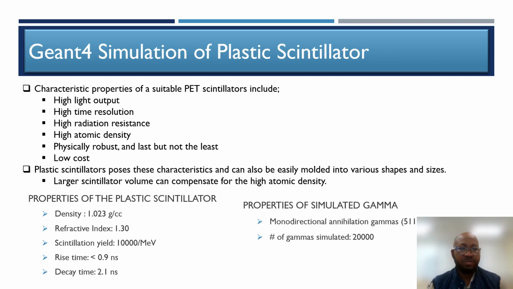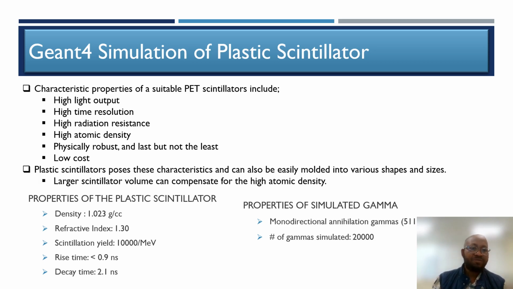The Jansport simulation took into consideration certain characteristic properties possessed by scintillators used in PET and PET-CT scans. These characteristics include high light output and high time resolution. The scintillators must be radiation resistant, they must have high atomic density, they must be physically robust, and of course, the cost of production must also be low. Plastic scintillators in general possess most of these qualities except that of the high atomic density. To make up for this deficit, a slightly larger scintillator volume is used.